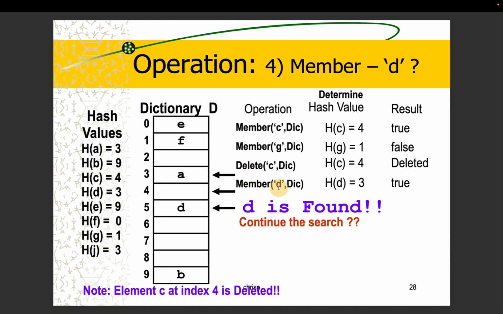Member D. So, we're looking for letter D. And D is at index 3. D is at index 3, but wala man si D sa here, wala man si D sa letter A. So, we try to go to the next 4. Wala man nakit andere, so niadto ta sa next. D is now found at index 5.